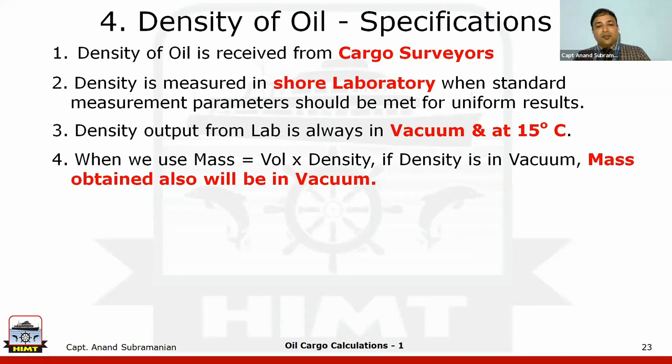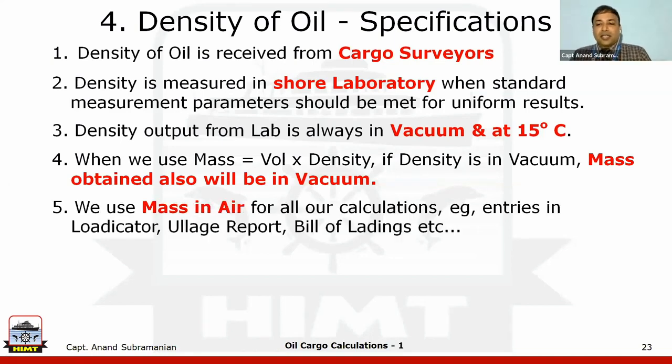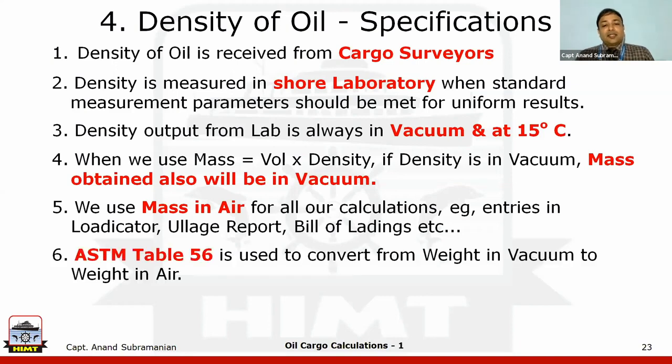But then the problem is we don't want the mass in vacuum. We want the mass in air. The ship is in the air. The cargo is in the air. The bill of lading figures are all based on the air. The load indicator figures for your reports, all those figures are based on the mass in air. So we don't want the mass in vacuum. Clear? And so we have to use another table called table 56 to convert the weight in vacuum to the weight in air.